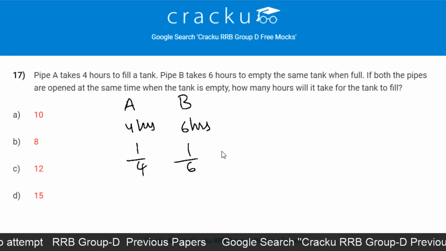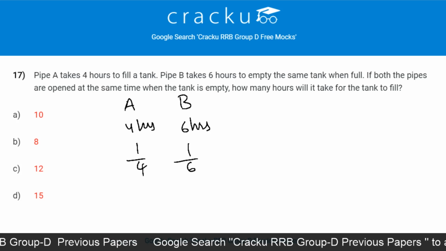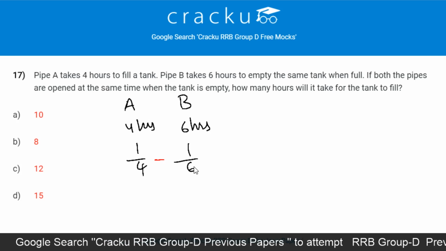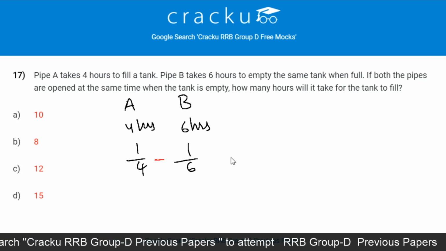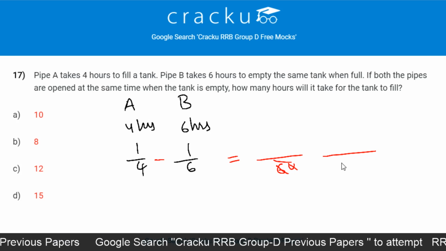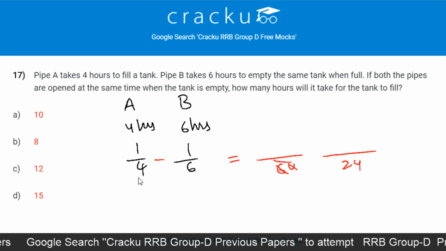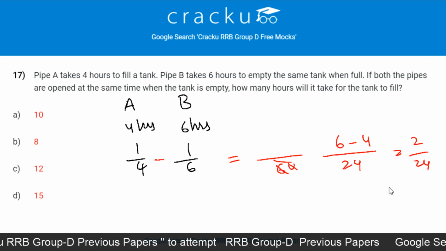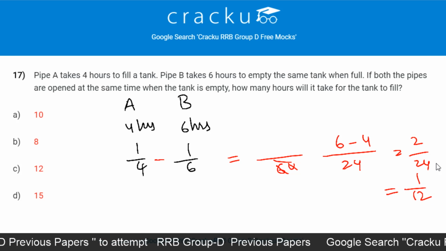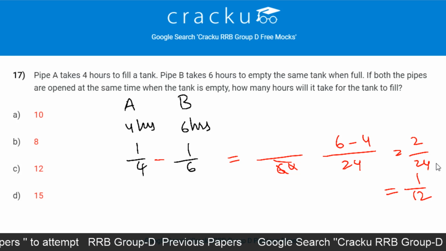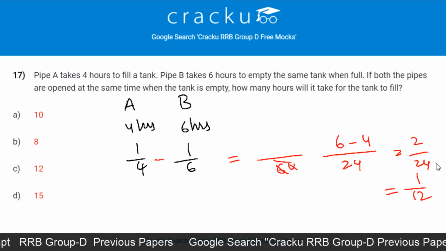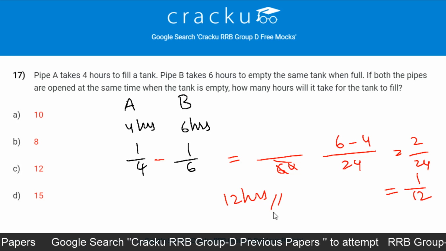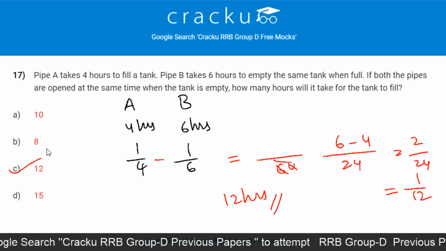So to fill the entire tank, what are we supposed to do? We have to open both of them. So it's going to be 1 by 4 minus 1 by 6, because pipe B is emptying. 24 is the LCM, so 6 minus 4, that is 2 by 24, which is equal to 1 by 12, the amount of work done per hour when both the pipes are open. So for the entire tank to be filled, it takes 12 hours. So the answer for this question is option C.